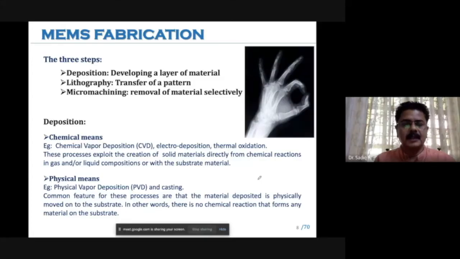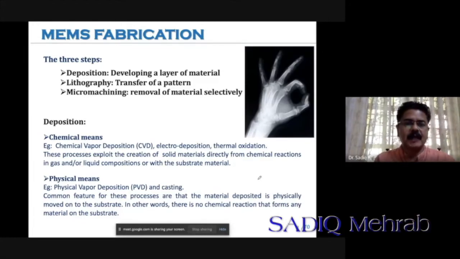This is the scale of MEMS. And this is the method followed in MEMS fabrication also. I have told this, the X-ray production process or making this X-ray sheet, it is much similar to our MEMS fabrication process, in connection with what we have seen with the X-ray film production. I would like to link MEMS fabrication with that.